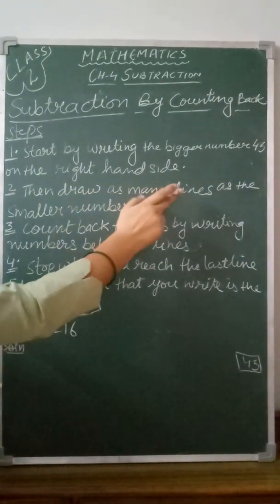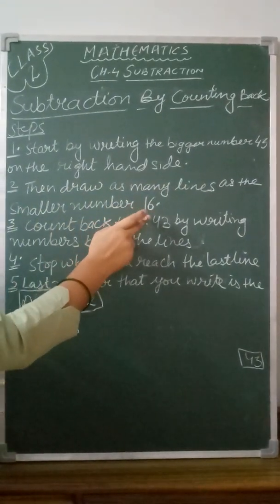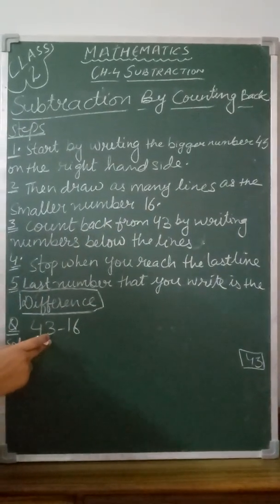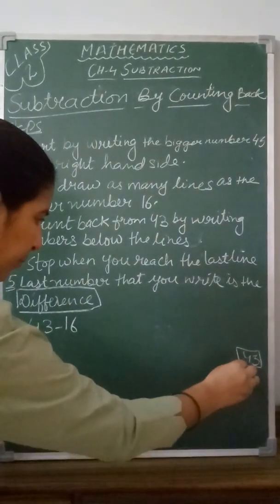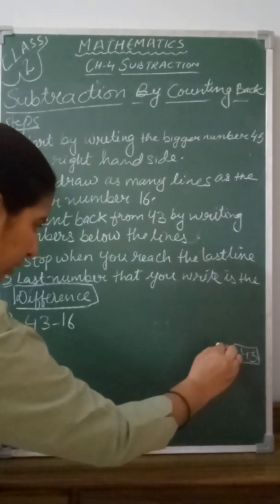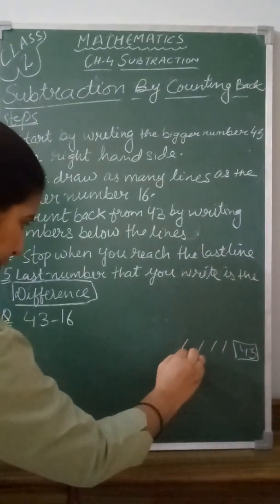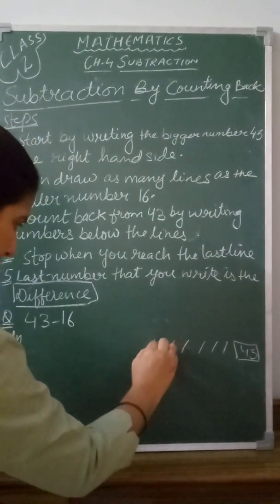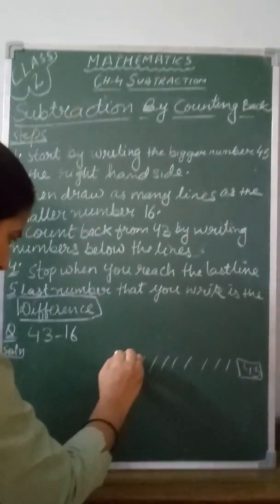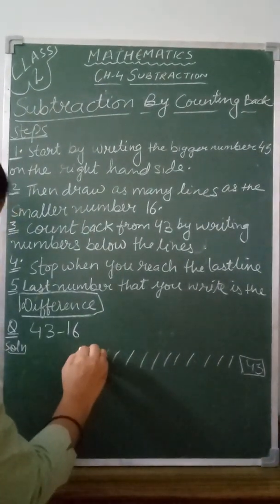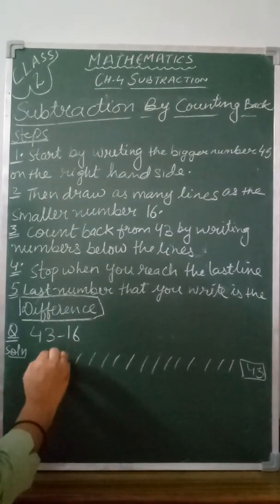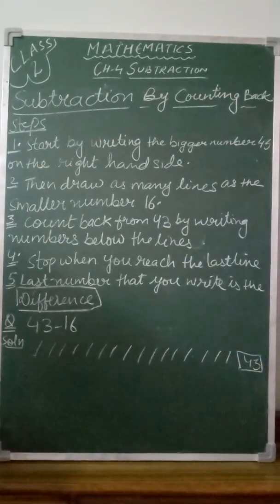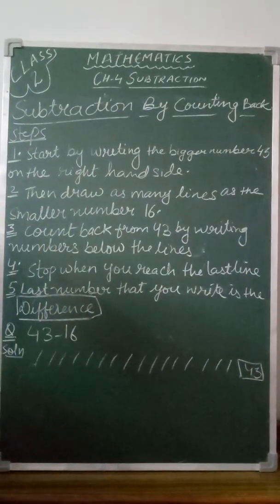Then draw as many lines as the smaller number 16. Smaller number is 16. You have to start making lines in the opposite direction. 1, 2, 3, 4, 5, 6, 7, 8, 9, 10, 11, 12, 13, 14, 15, 16. Right? Now the second step is also done.